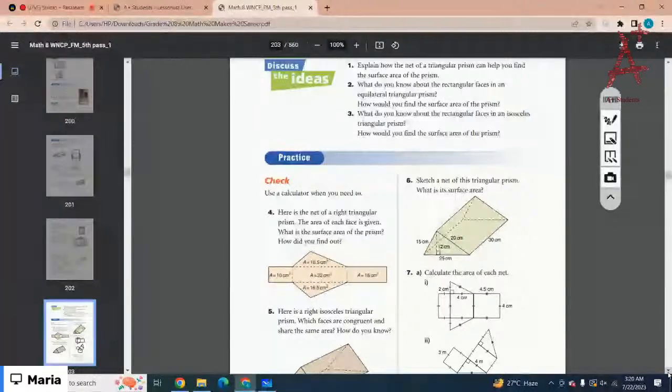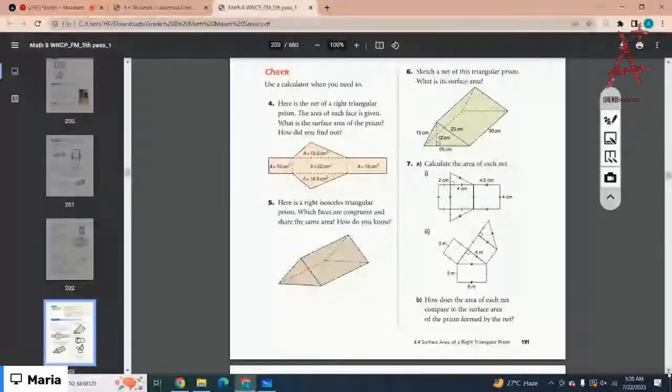Okay, the next one is question number 5. Here is a right isosceles triangular prism. Which faces are congruent and share the same area? How do you know? That is the right isosceles triangular prism. Got it? That means the faces that are congruent are the triangular bases and the rectangular faces. The triangular bases and the rectangular faces on the sides have the same area. Got it?